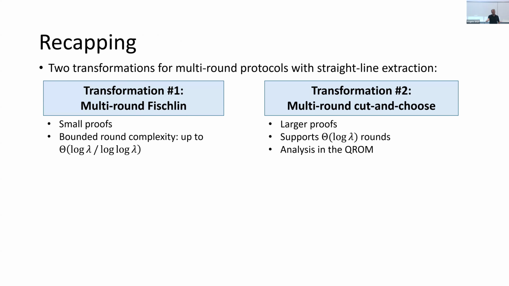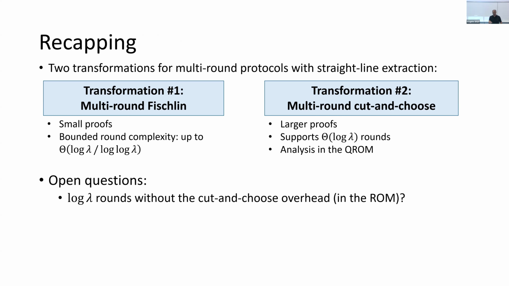All right, so I'll just conclude. We mentioned that we have these two transformations, each with its own advantages. Some open questions. Can you actually support up to log lambda rounds with our more efficient transformation or something that's equivalent to it? The second one is more general. It applies also to Sigma protocols, but all of these transformations rely on parallel repetition. So is this inherent? This is the big caveat of the transformations.